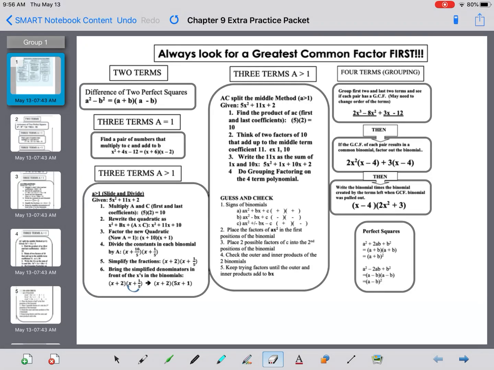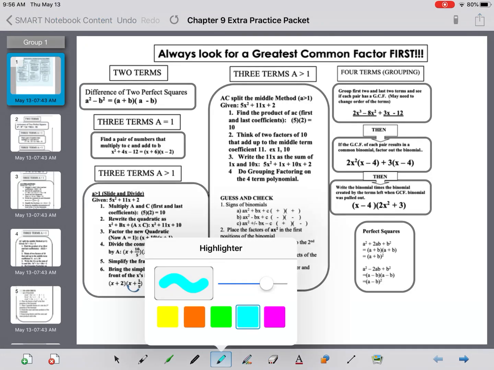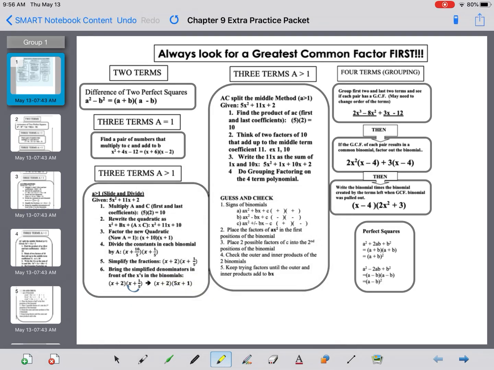Hey folks, so here is a chart that's going to be helpful for when you need to factor any polynomial. The first step that you always do is look for a greatest common factor. It's going to make it easier to factor. It's going to reduce the coefficients, the size of the numbers, and possibly the power or degree of the terms.